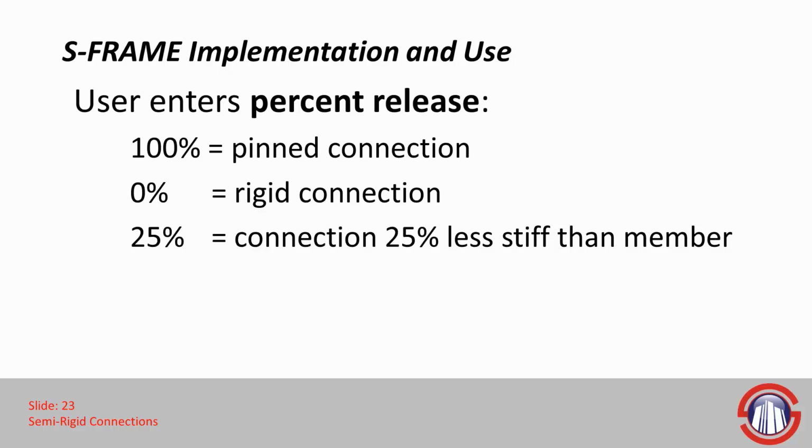And just for your understanding, as we go through some examples, this might become a bit more clear. SRAM uses a user-defined percent release. And what this means is that if it's 100% release, or pinned, sorry, we'd enter 100% release. If it's 0% release, that equals a rigid connection. And if we have a 25% release, that means that the connection has 25% less stiffness than the member. So think of this percent as the percent the connection is less stiff compared to the member.